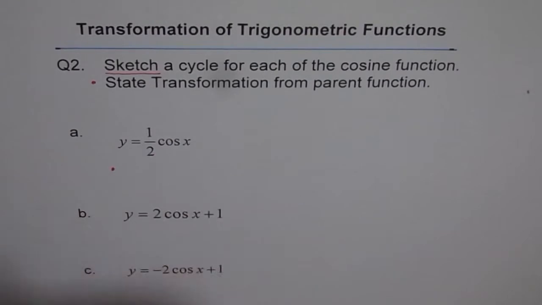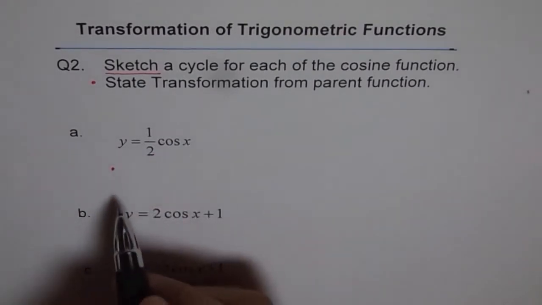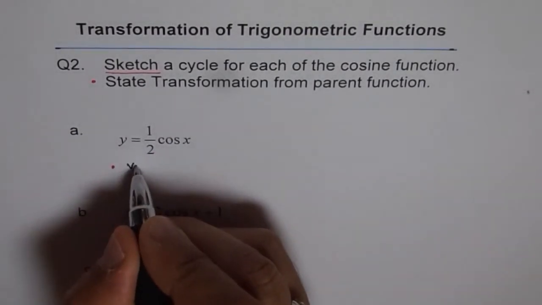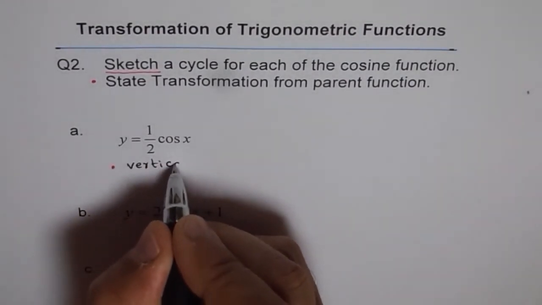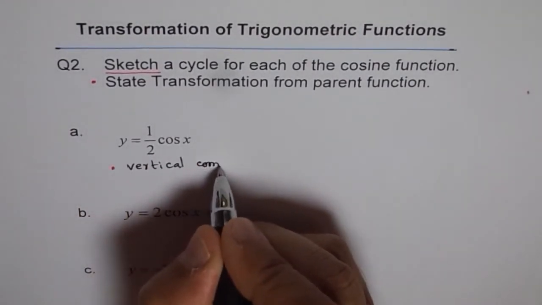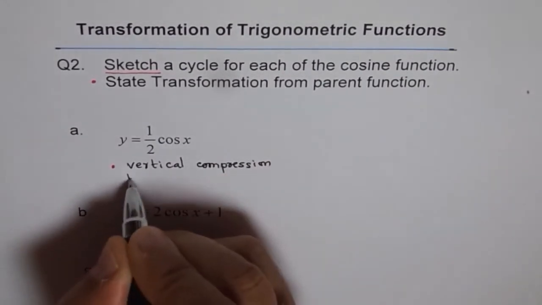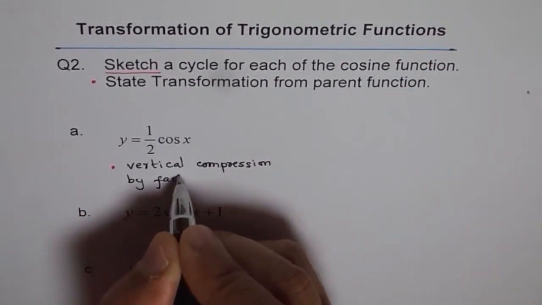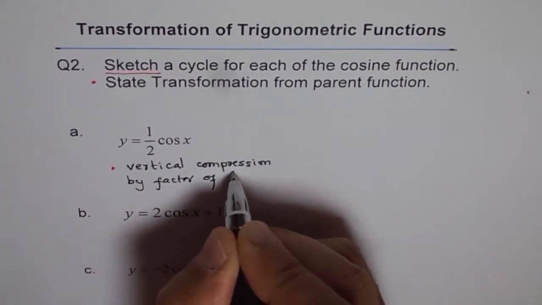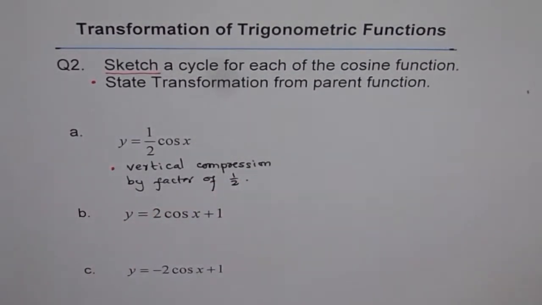Now here, the transformation is vertical compression by a factor of half. So let's write down. So the vertical compression by factor of 1/2. That is it. So we got at least 0.5 marks of our question, right? Now let's do the sketching part.